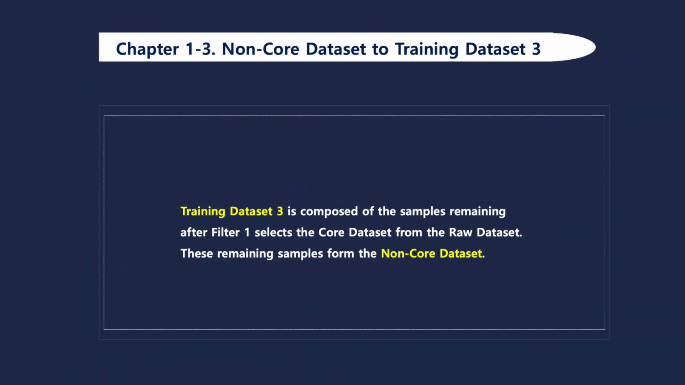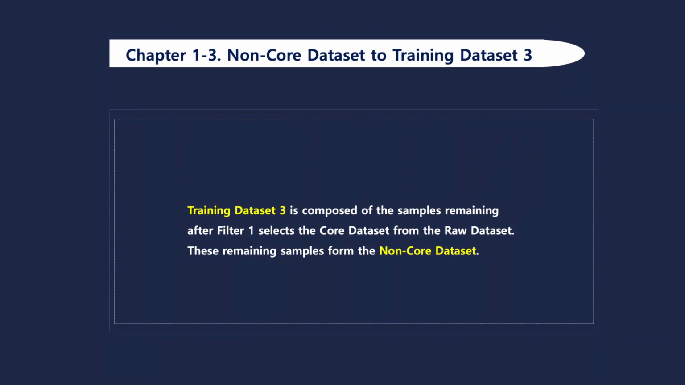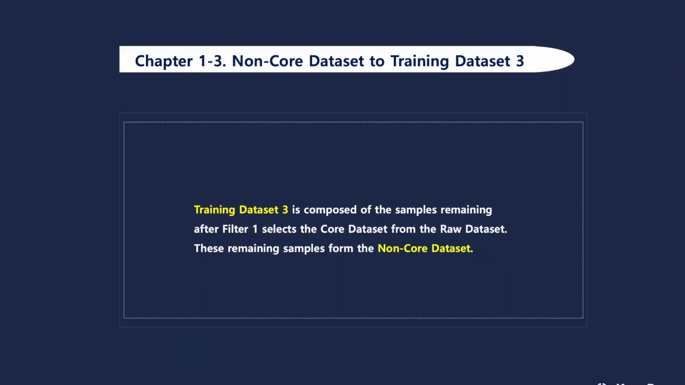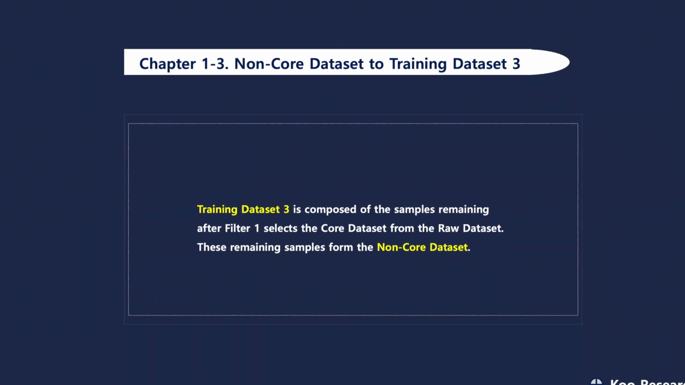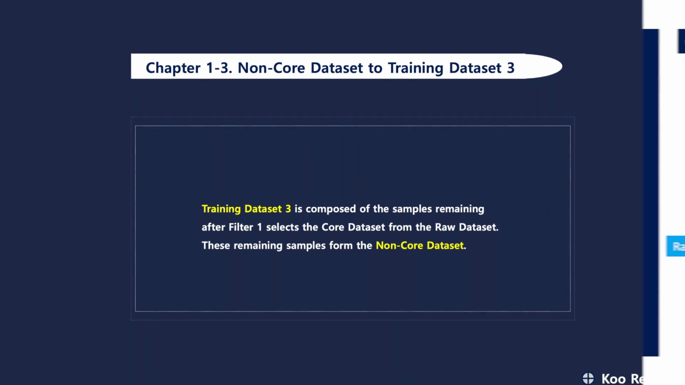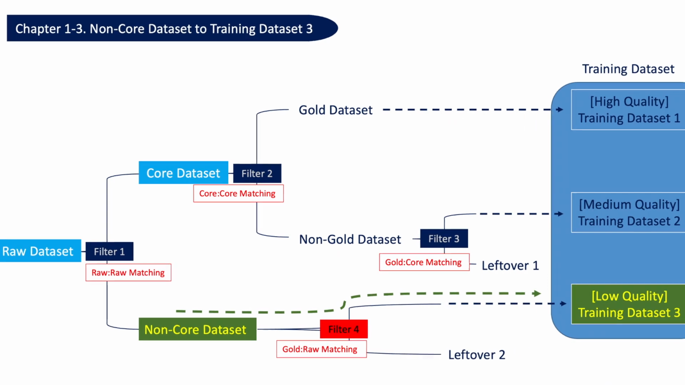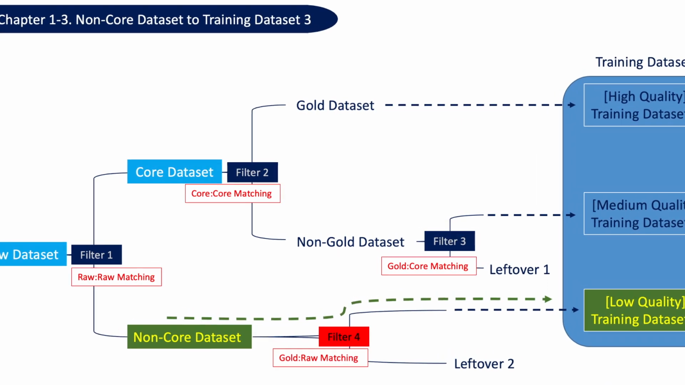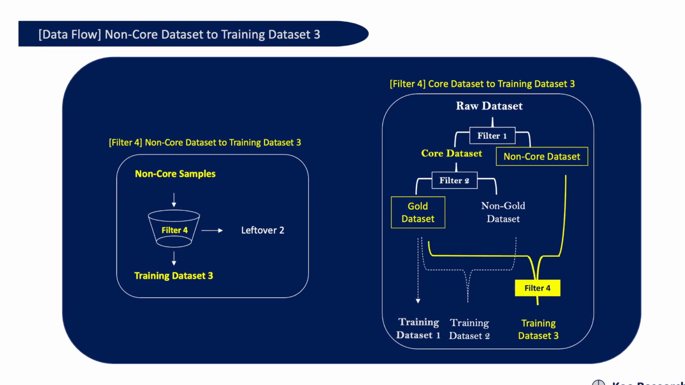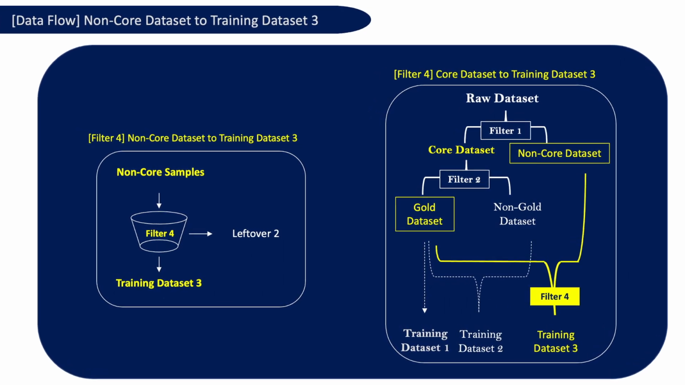Chapter 1-3. Non-core dataset to Training Dataset 3. Training Dataset 3 is composed of the samples remaining after Filter 1 selects the core dataset from the raw dataset. These remaining samples form the non-core dataset. As depicted in this figure, Filter 4 selectively collects non-core samples by randomly pairing samples from the non-core dataset with those from the gold dataset.